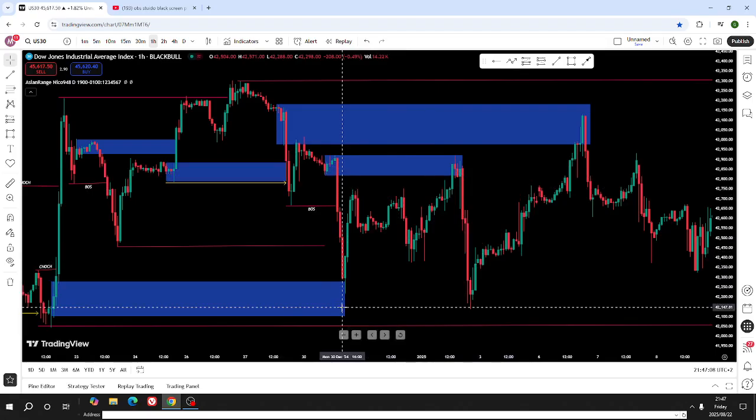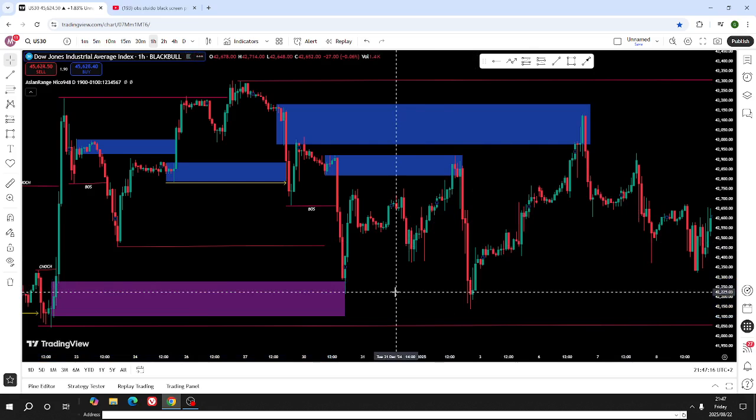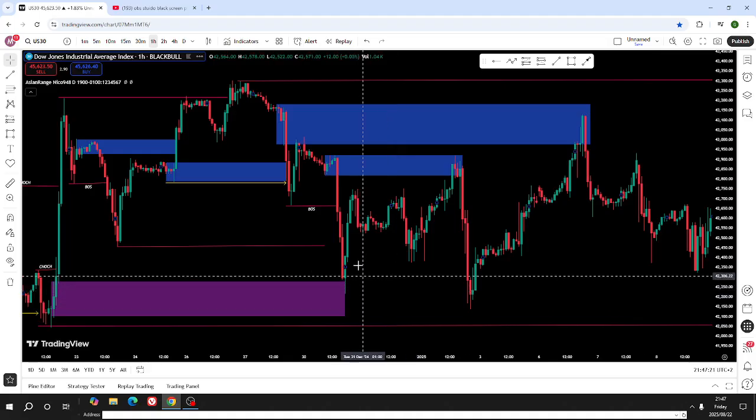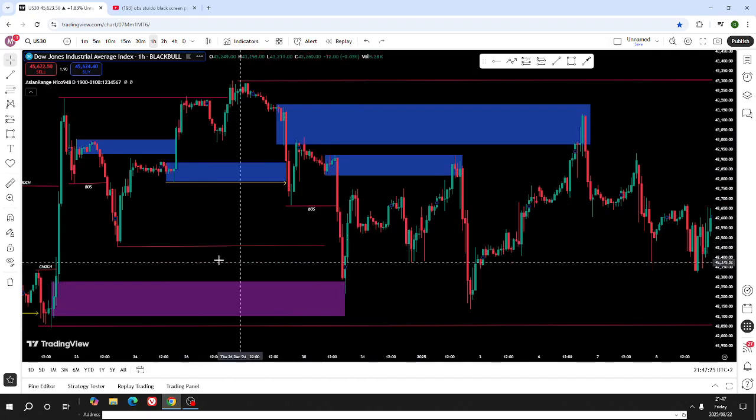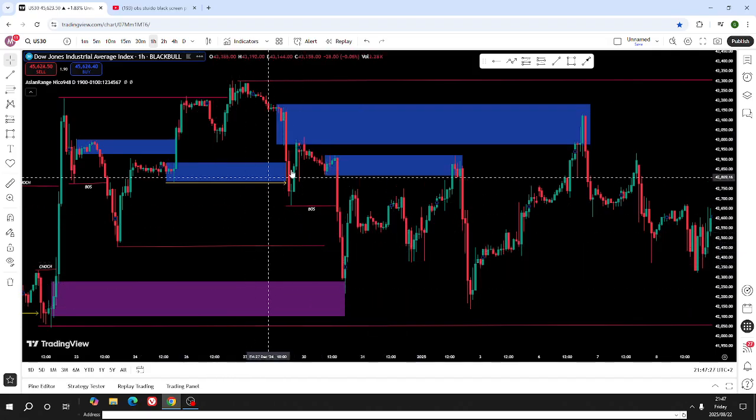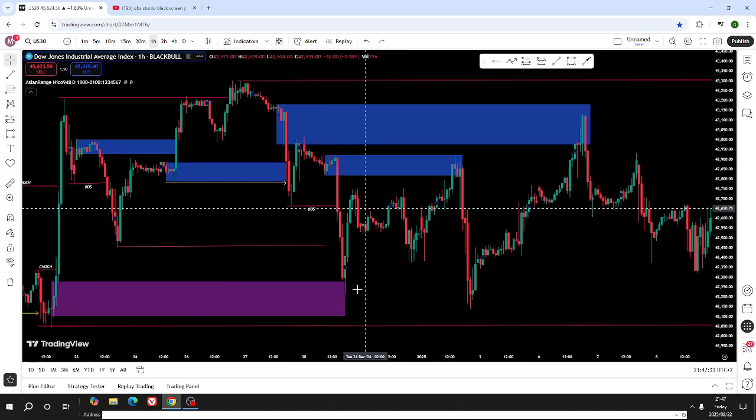We have our external demand, which is this one. Let's change it, right? I want us to change the external demand to be purple. External demand, and I want it to be purple, right? Okay. And then the internal order blocks, they can be blue. So this is external demand. So you want to see the market overall buying right over here.